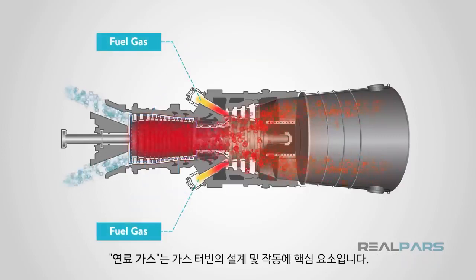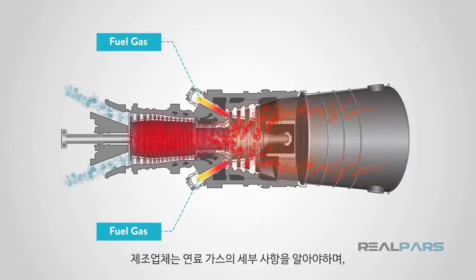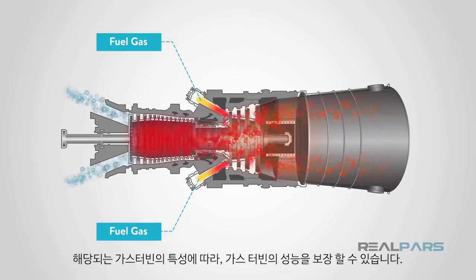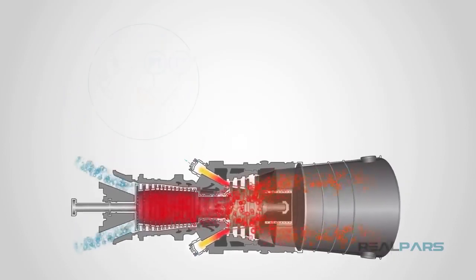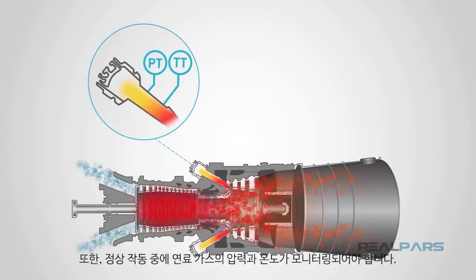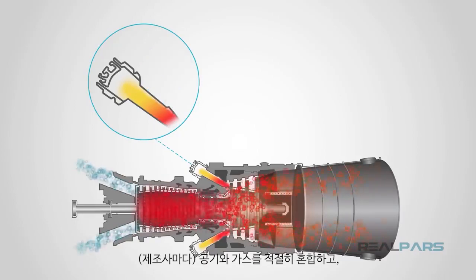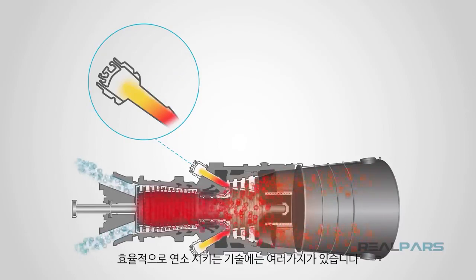Fuel gas is a key factor in the design and operation of a gas turbine. The manufacturers need to know the details of fuel gas, and only based on its characteristics can they guarantee the performance of their gas turbines. Also, the pressure and temperature of fuel gas are monitored during normal operation of a gas turbine. There are different technologies in properly mixing the air and gas and making efficient combustion from manufacturer to manufacturer.